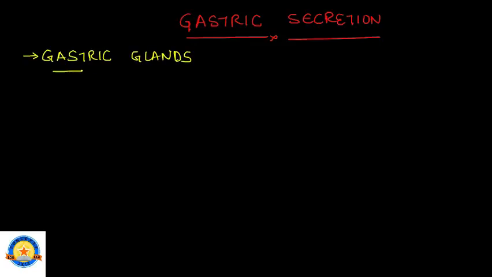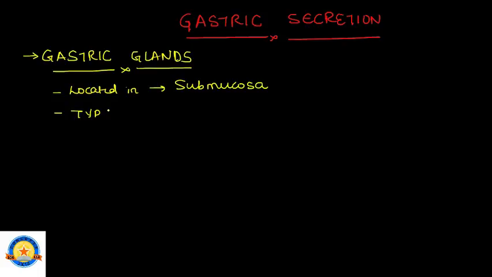Can you tell me in which part of the GIT it is located? Yes, it is located in the submucosa. Now, what is the type of these glands? These are mucus glands.